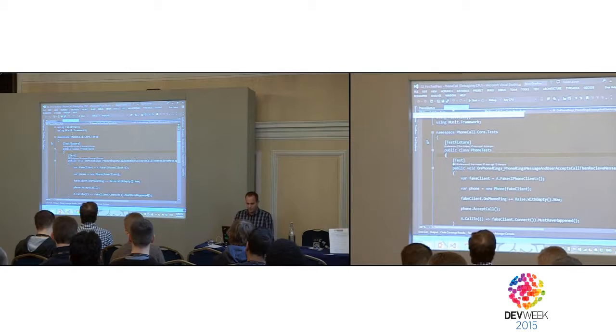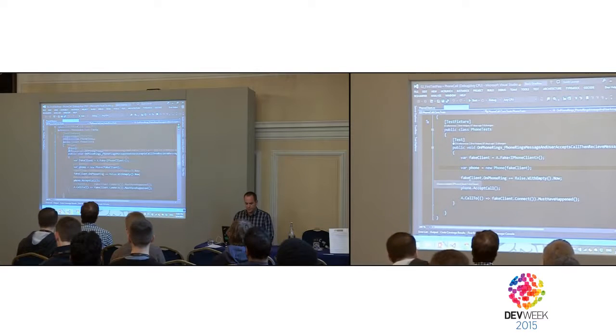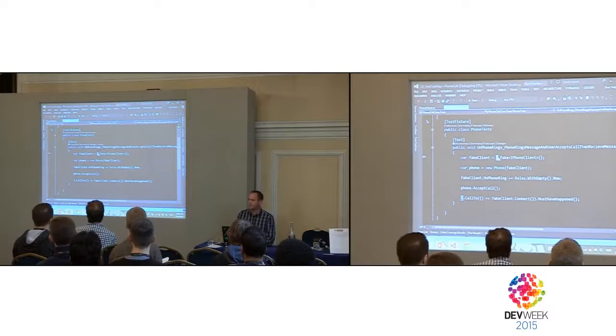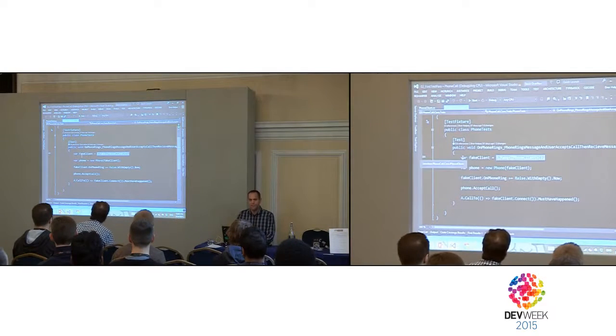Here we go, phone call. This is actually the same phone client we talked about. So this is a test using fake objects. In this case, FakeItEasy. That's one of the .NET mocking frameworks or isolation frameworks. And essentially, you don't have to know much about it. All you have to know is here I create a fake of phone client. The type is actually a fake of phone client.